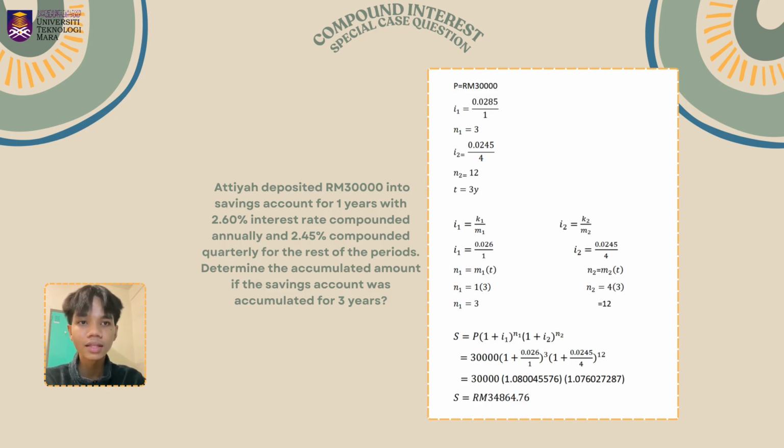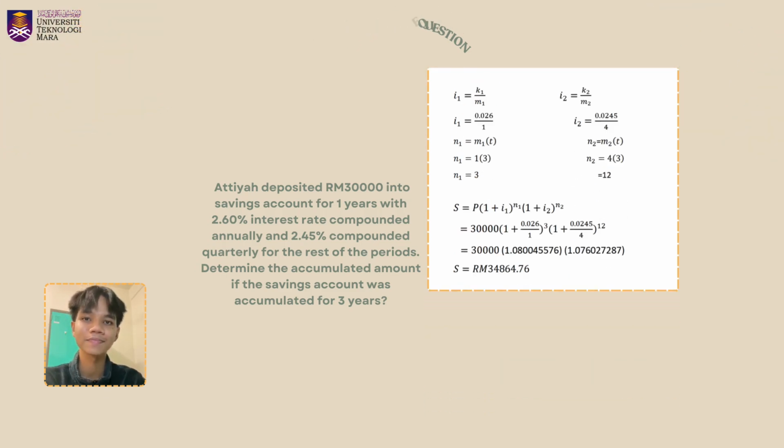Press the calculator and you get 30,000 times 1.080045576 times 1.07602787, and the final answer will be S is equal to RM 34,864 ringgit and 76 cents.